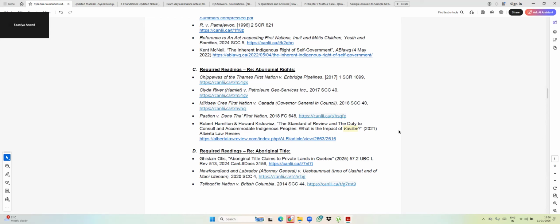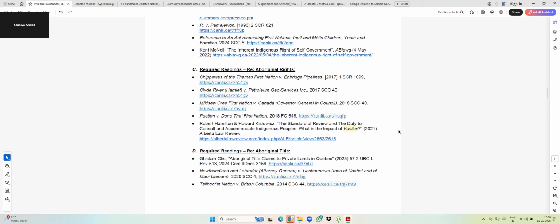Reasonableness is the default thing, right? You will always go with reasonableness unless the correctness standard applies. So Vavilov has basically listed out the four or five points in which situations you will apply the correctness standard. Otherwise, you have to always go with the reasonableness standard. That is the decision given by Vavilov.